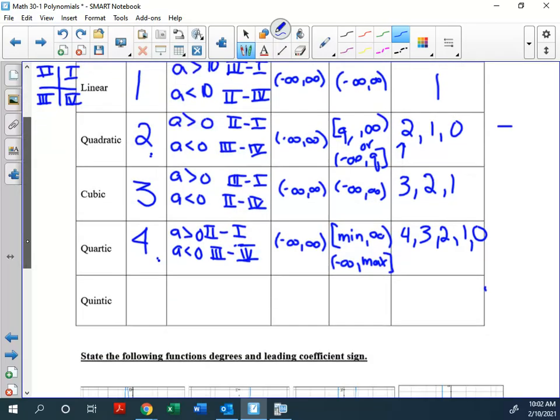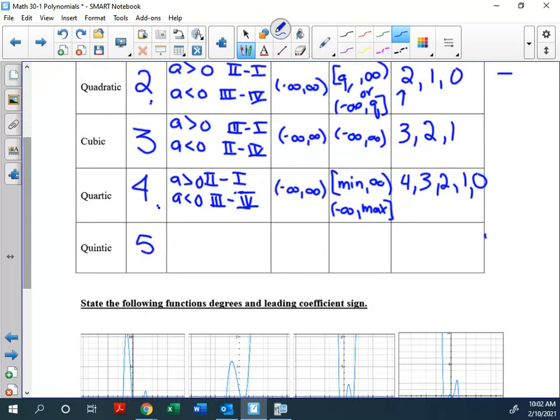So quintic, degree 5, behaves like a line. So it is going either from 3 to 1, or it is going from 2 to 4. It behaves like a line. Unrestricted domain, unrestricted range.